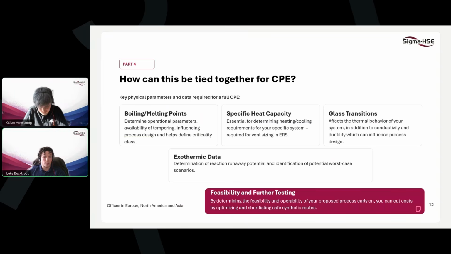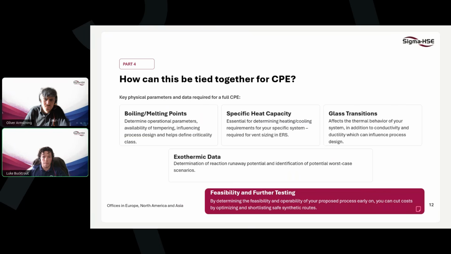And then last but not least, we have the exothermic data that is obtained from the reactivity and thermal stability studies. Again, this is absolutely vital to determine the potential for reaction runaway and to help identify any potential worst case scenarios. So by obtaining and combining this data from so early on in your process development, you can really streamline the worst cases for further testing, and it will allow you to determine the feasibility of your potential synthetic routes with only milligram quantities.